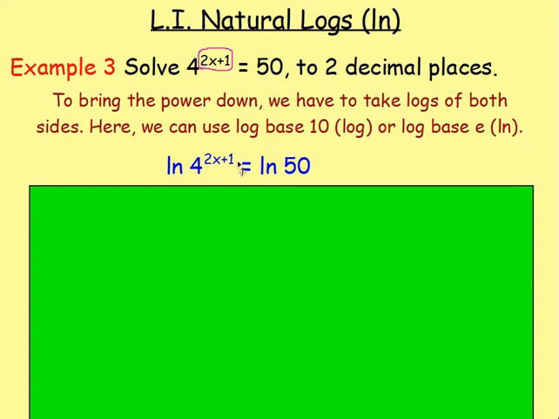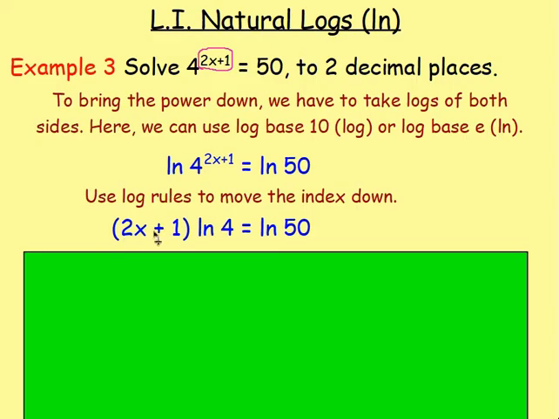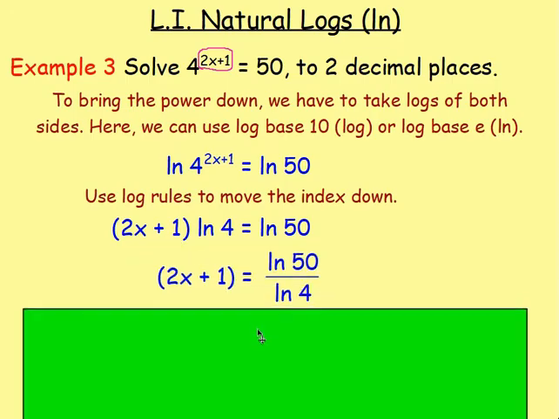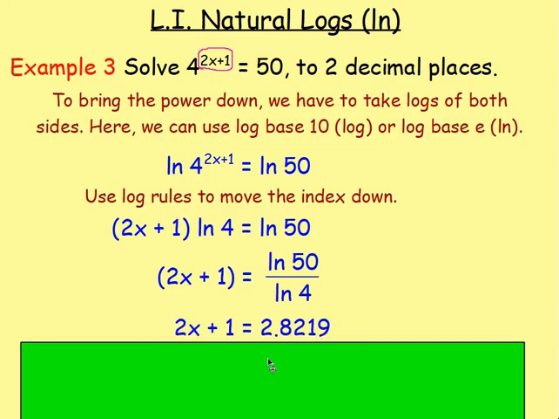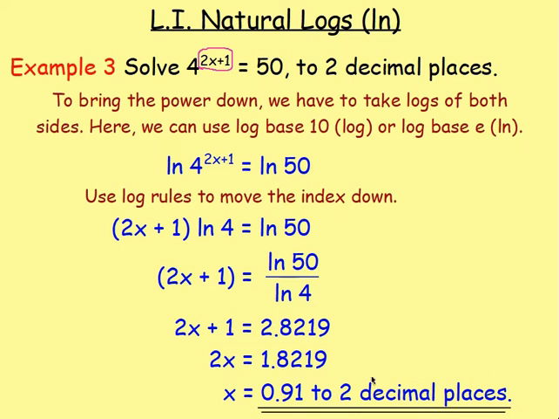From there, you can bring the index down using your log rules. So you'd have 2x plus 1, just put that in brackets because we're multiplying the ln 4 by the whole of the 2x plus 1. And that will equal ln 50. From there, we need to get this 2x plus 1 on its own first of all, so divide both sides by ln 4. After that, you could work that out as a decimal. Just do it to a few decimal places, it's not our final answer. From there, subtract 1 from both sides, and then divide both sides by 2, and that will leave us with x equals 0.91 to the desired 2 decimal places.